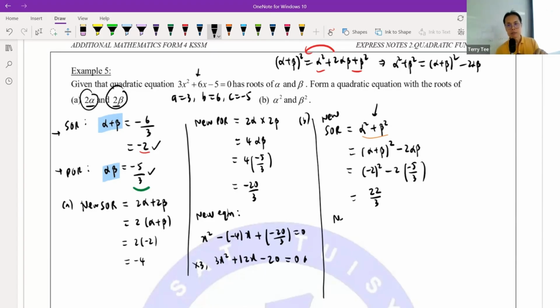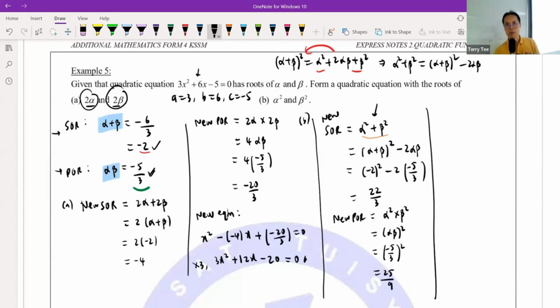Then how about your new SOR for part B. This is part B. My new POR will be, POR is easier because this is alpha square multiplied with beta square, which is basically alpha beta bracket square. My alpha beta, we already have it here, the -5/3, right? Okay, you square it, you get 25/9. With that, what is your new equation? Your new equation will be x squared minus SORx plus POR equals 0.